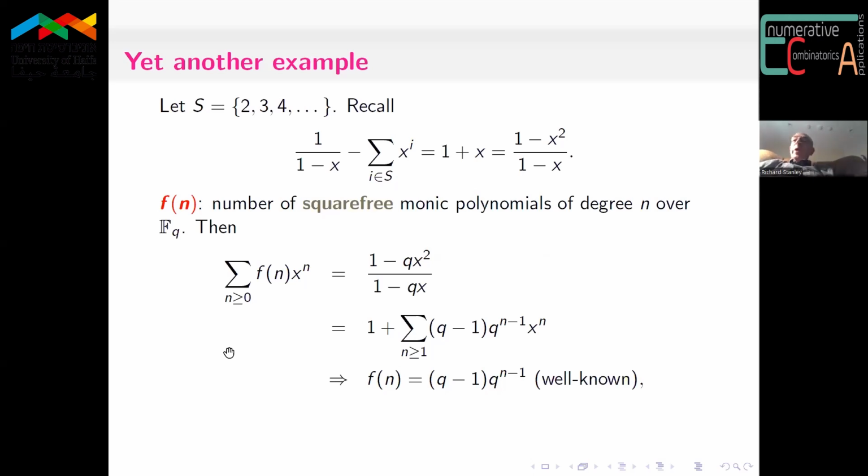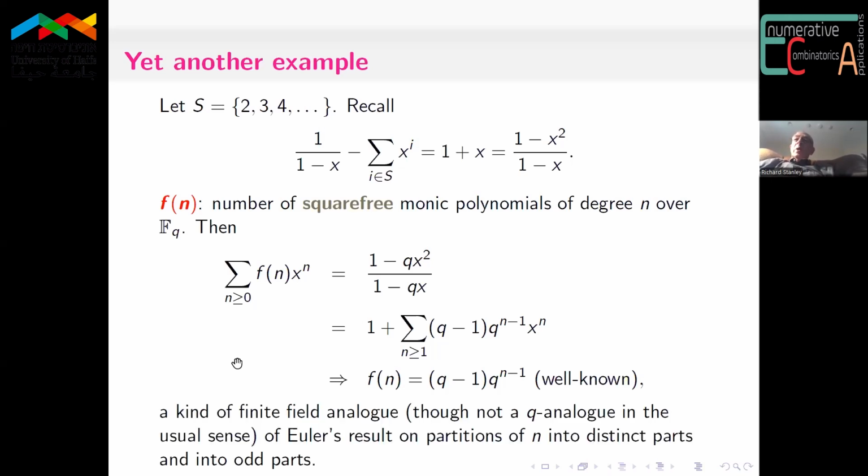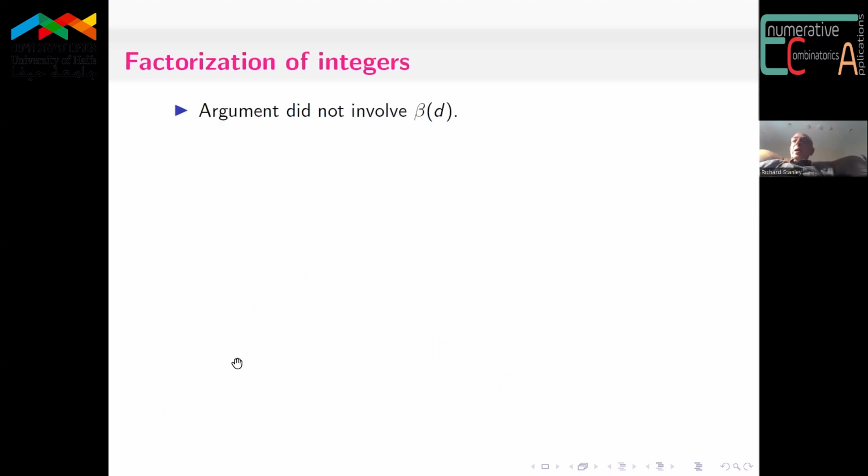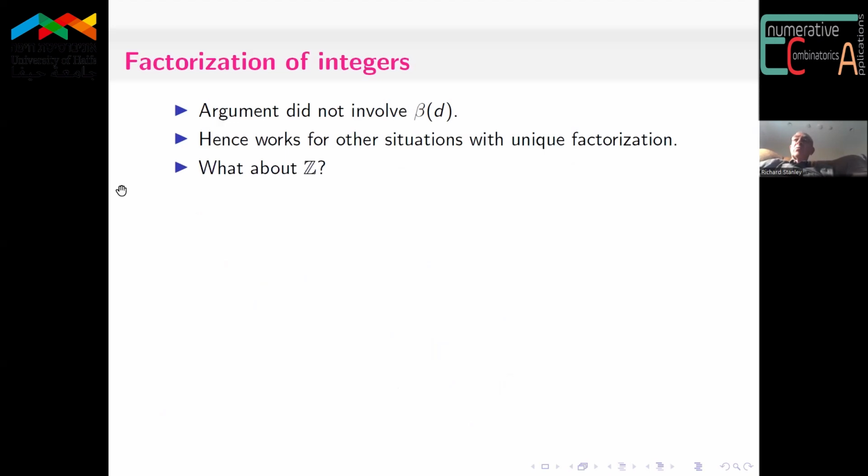It's not a q-analog in the normal sense. If you set q equal to 1 here, you don't get the partition identity you want. You have to look at a product where you substitute x to the i for x. But it is some kind of a finite field analog of Euler's formula. And finally, we can look at my last example, factorization of integers. All that we really used about polynomials was unique factorization.